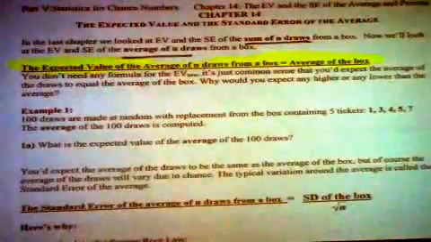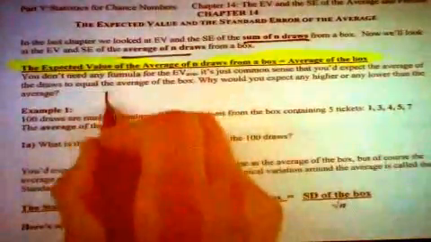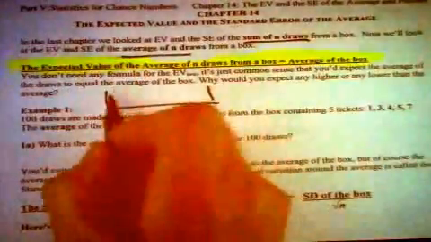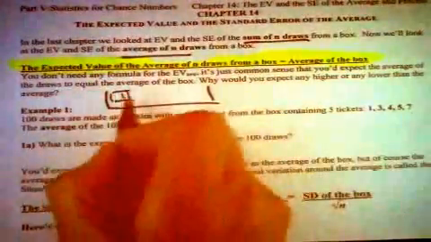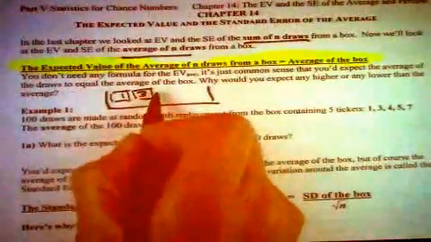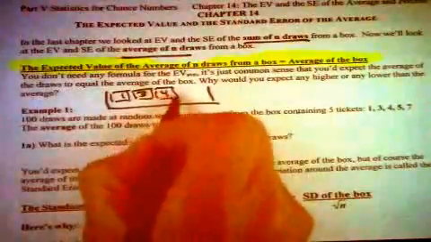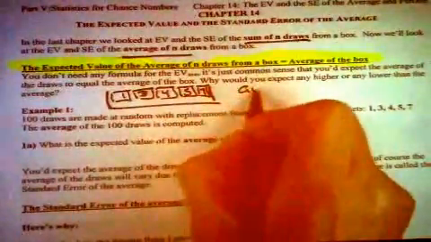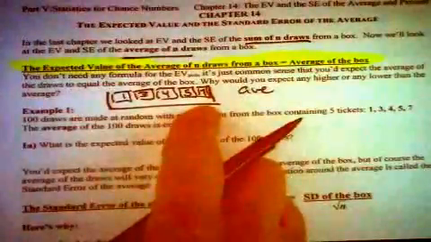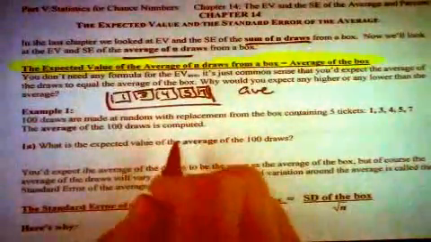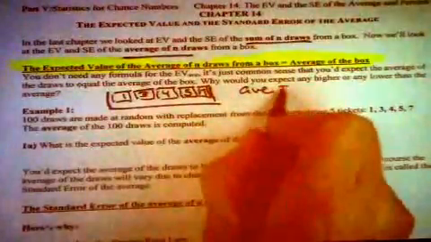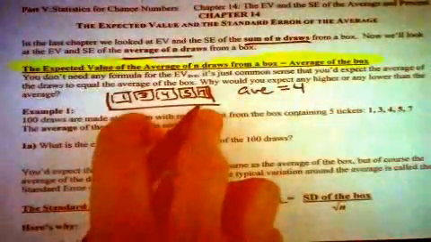For example, you have this box right here. You have tickets: 1, 3, 4, 5, and 7. And the average of those tickets, you add them all up and divide by 5, and what do you get? 4.